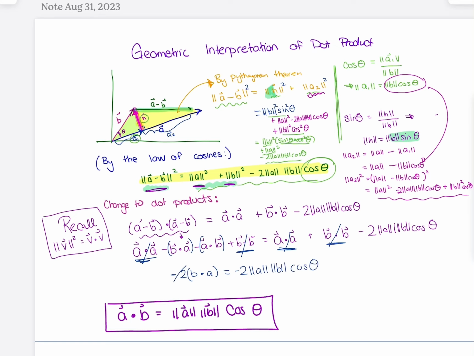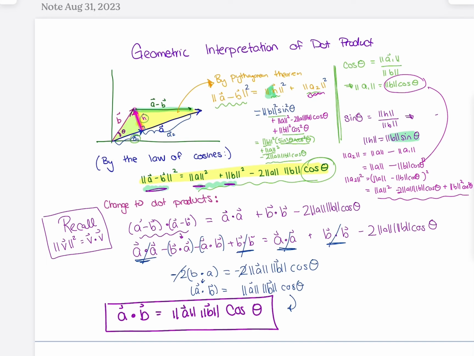And so if I cancel my minus 2's, again, I can use that commutativity to switch the order around, to say that A dot B is just equal to the magnitude of A times the magnitude of B times the cosine of the angle in between. And that's how we can use that law of cosines, which we derived, to prove our geometric interpretation of the dot product. So you don't need to necessarily be able to walk through this step by step, but it's good to see that it comes from somewhere.